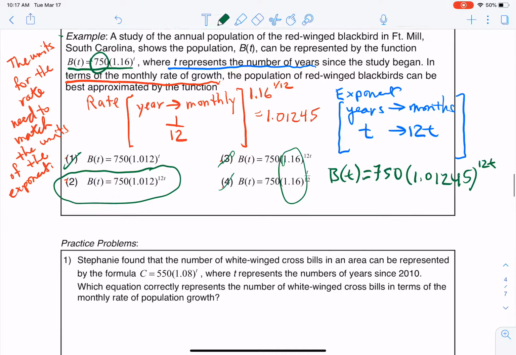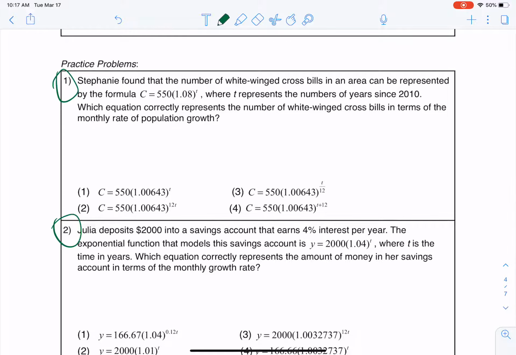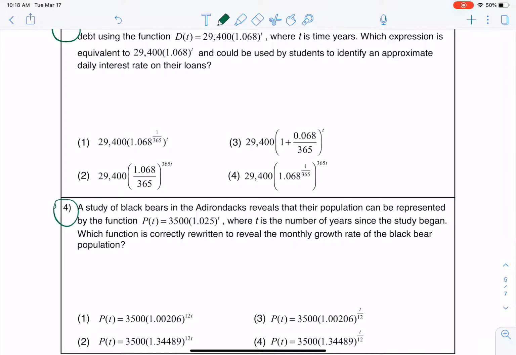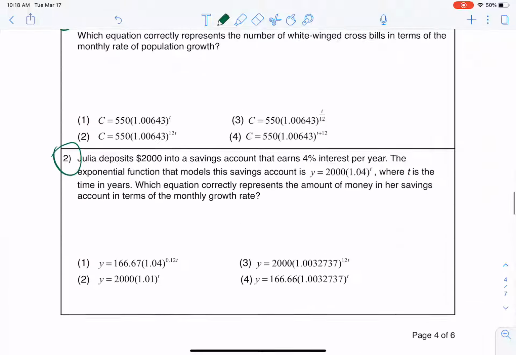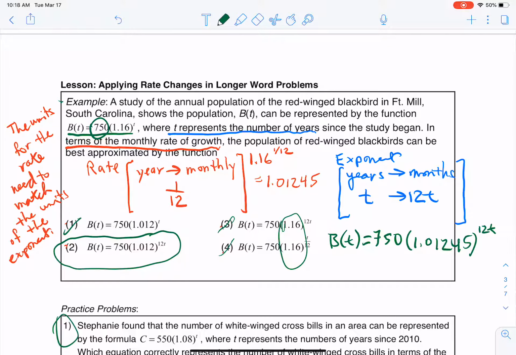On the Google form, you'll need to submit the correct answer choice for question 1, question 2, question 3, and also question 4. Here again is the example. You can pause the video if you need to and write that down.